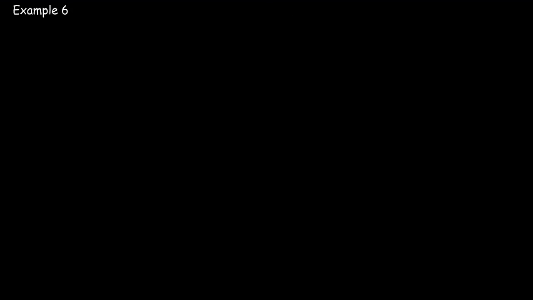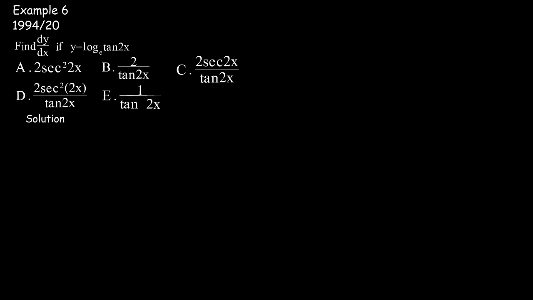Our final example states: find dy over ds if y equals log tan 2s to base e. In our solution, let u be equal to tan 2s, then y will be equal to log u to base e. The next step is to look for dy over du and du over ds. dy over du will be equal to 1 over u. From our table, we know that log e of s is equal to 1 over s, so therefore log e of u will be equal to 1 over u.